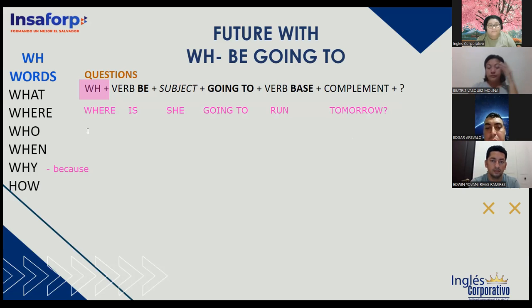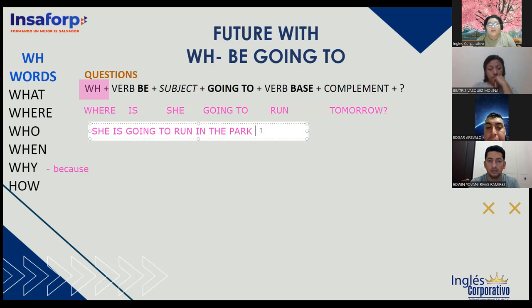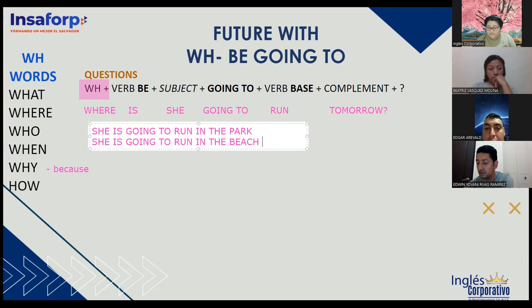Puedo decir, por ejemplo, she is going to run in the park, for example. Ella va a ir a correr al parque. En el parque, right? O puedo decir, she is going to run in the beach. O en el estadio, etcétera, right? Entonces, aquí con las WH me piden información.